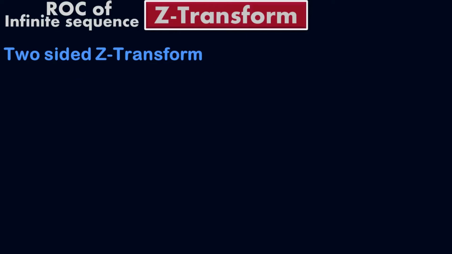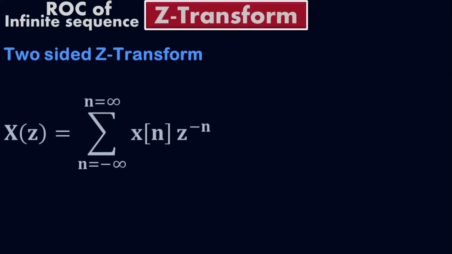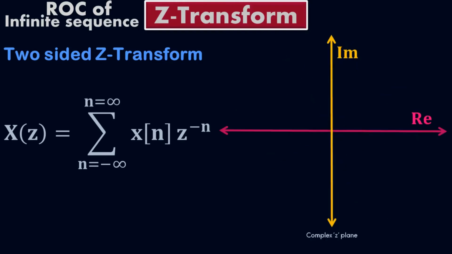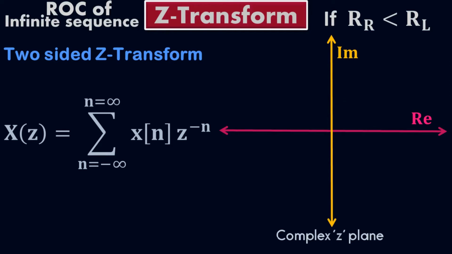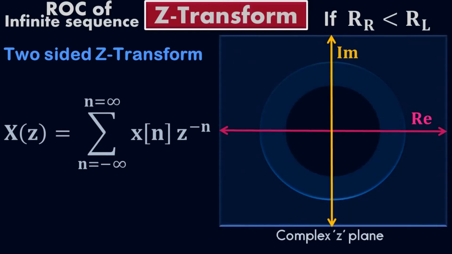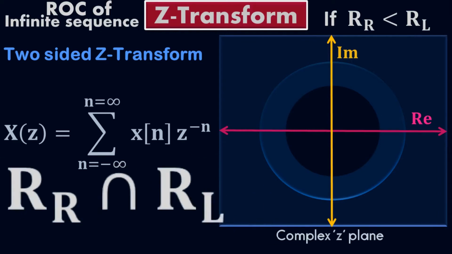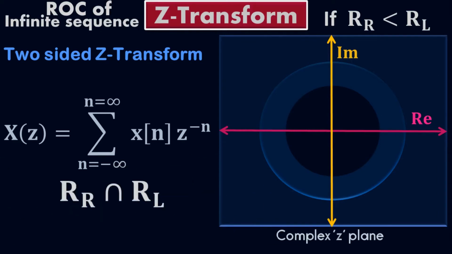The equation of the two-sided Z-transform is X of z equals the summation of x of n times z to the negative n, where n starts from negative infinity up to positive infinity. Let me show you the region of convergence in the real and imaginary plane, which is the complex z-plane. The region of convergence for the two-sided Z-transform exists if the right-sided radius is less than the left-sided radius. So we're gonna have such a shape, where the region of convergence will be the intersection of the right-sided radius and the left-sided radius.